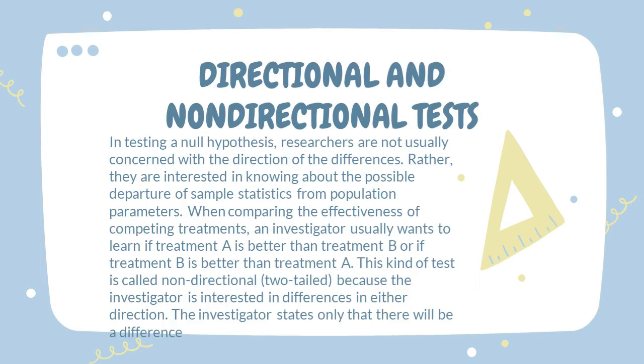Directional and non-directional tests. In testing a null hypothesis, researchers are not usually concerned with the direction of the differences. Rather, they are interested in knowing about the possible departure of sample statistics from population parameters. This kind of test is called non-directional.